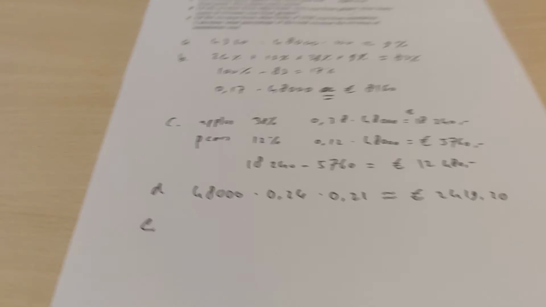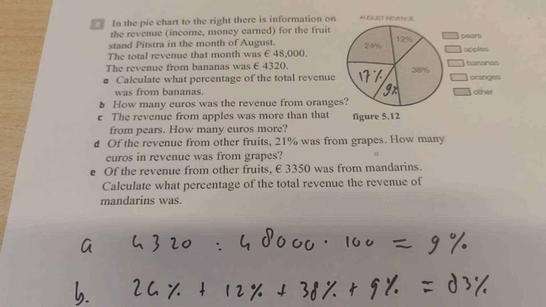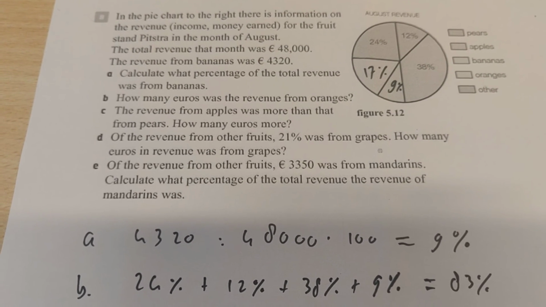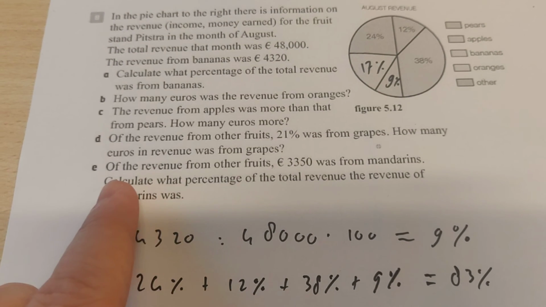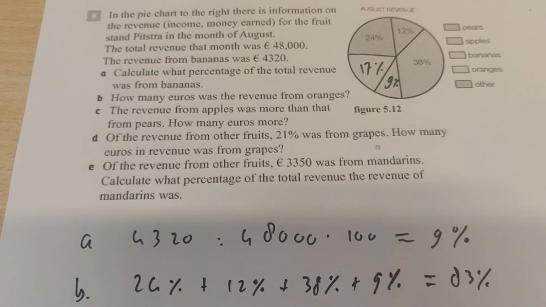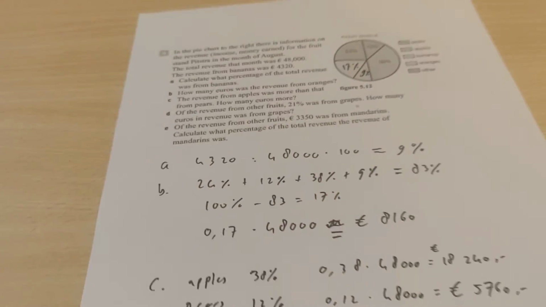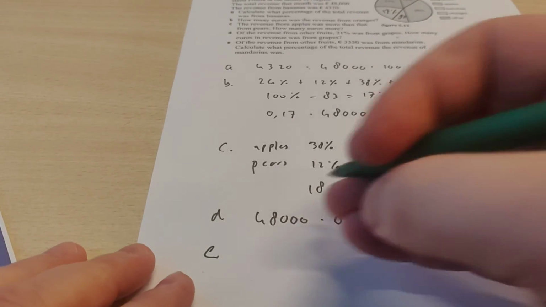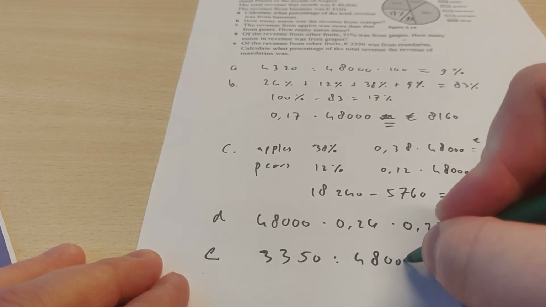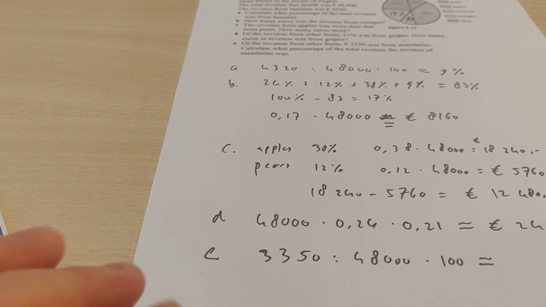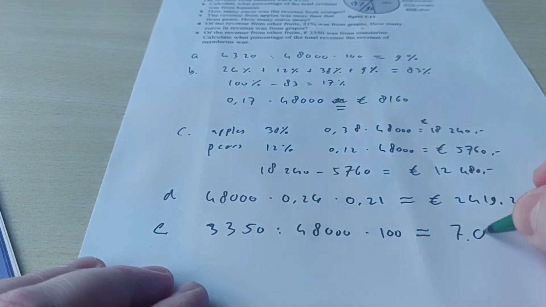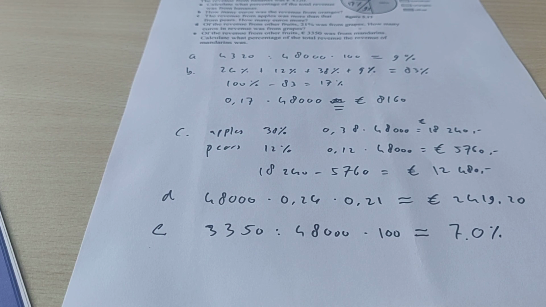Okay, so let me see. Yeah, so we know what mandarins were, and we want to calculate the percentage of the total. So it doesn't really matter that they say here of the revenue from other fruits. You don't really have to use that. We just need to calculate what the percentage is for the total for mandarins. So we're going to take the amount of mandarins, which is 3,350. We're going to divide that by the total, and then we're going to do it times 100. And then we get, let me see, 7.0%.